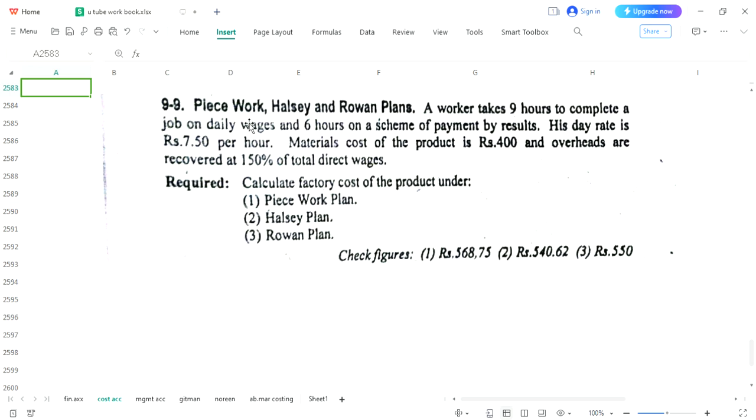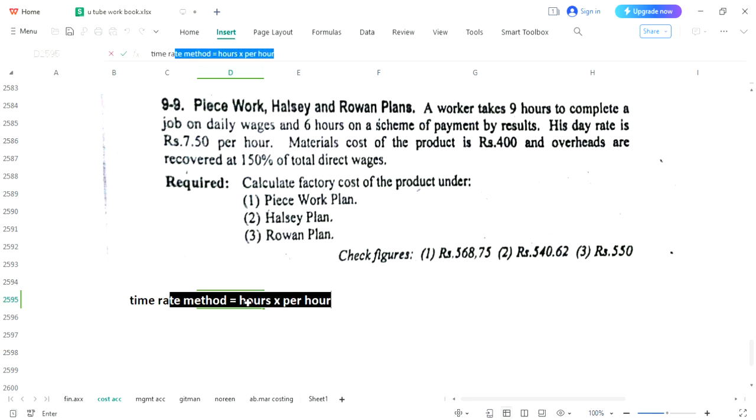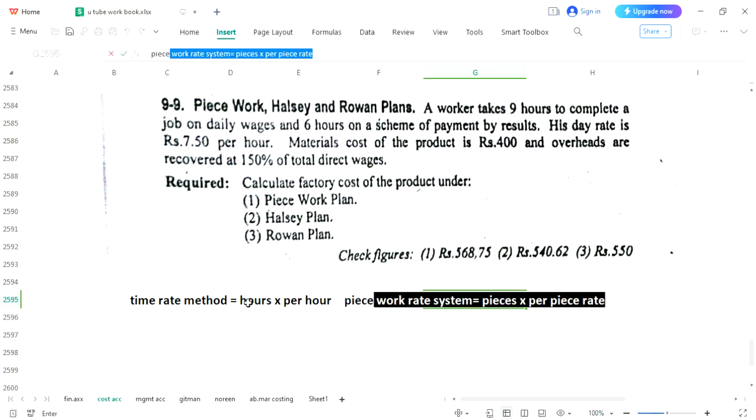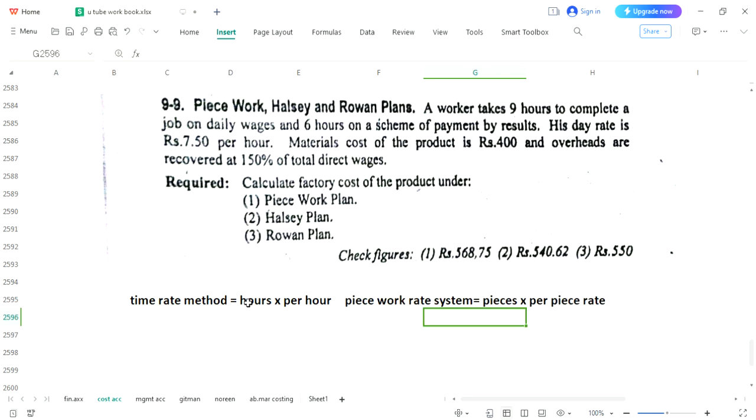FOH. Under labor, we have already solved 8 questions, I think, and each question was a source of learning how we can pay our manufacturing workers in different ways. Mainly, in all questions, we have used two main methods of calculation of wages. First was the time rate method, in which you look at how many hours the worker had worked, and you paid him according to the per hour rate. And then you have seen the piecework rate system, under which the number of pieces is multiplied by the per piece rate.